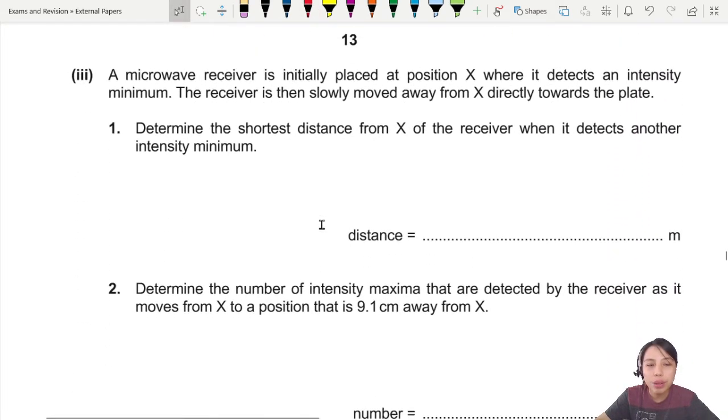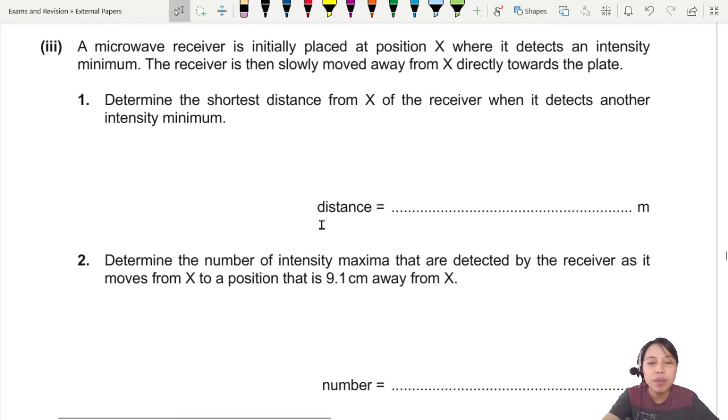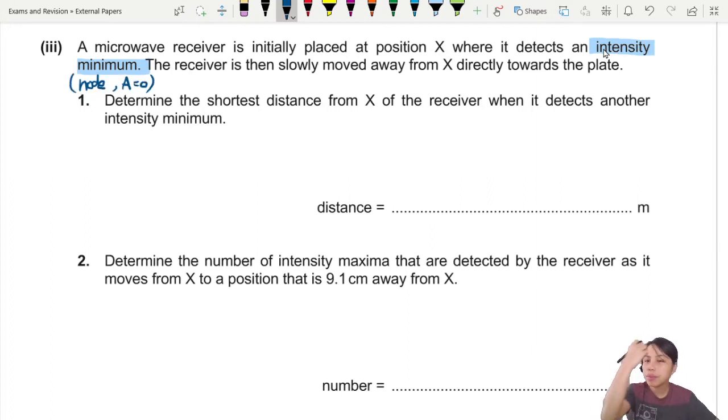So now your microwave receiver is going to be moved around. It is initially placed at position X where it detects an intensity minimum. Intensity minimum means what? This point in a stationary wave is what we call a node, where your amplitude is zero. No vibration there, because all the waves keep on cancelling out at that spot.